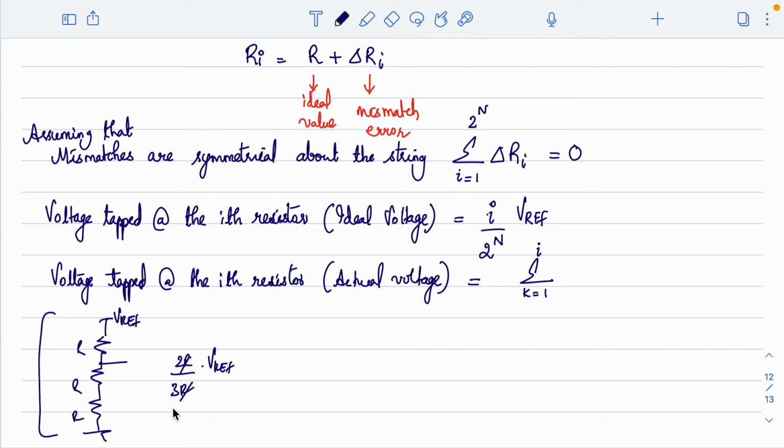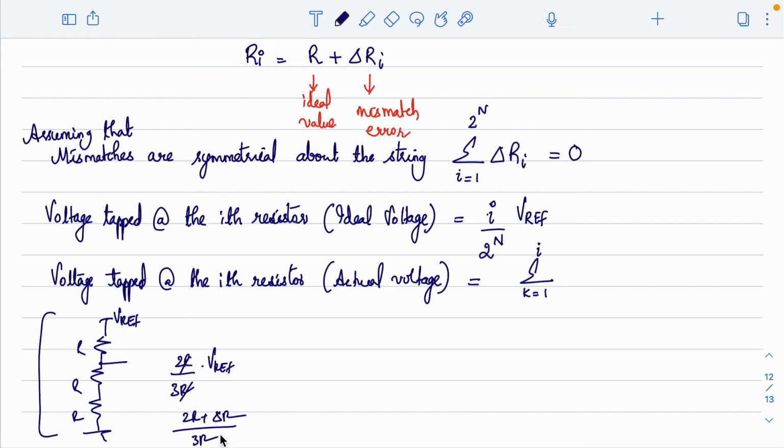Now, but when there is mismatch error, how can I write this node voltage? It is 2R plus the mismatches there, right? So mismatches should be taken as delta R value divided by the sum of all the resistors. And based on my assumption that the total mismatch is equal to 0, the denominator will be only equal to 3R. Right, this is the logic I am taking to write it here.